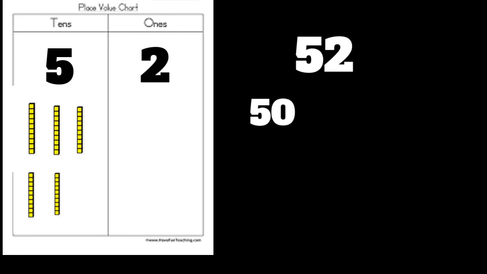So now I need to represent my ones. All I need to do is add 1, 2. 2 cubes is the same as 2. So 5 tens, or 50, plus 2 equals 52.